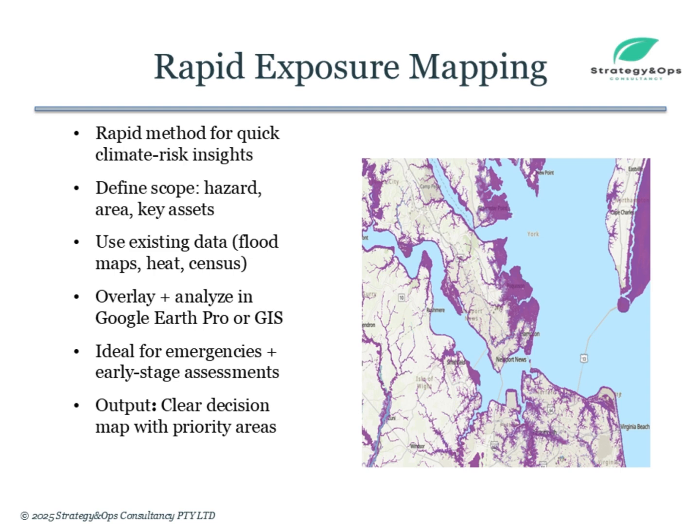You trade a bit of precision for speed, but you deliver the insights decision makers need when they need them. You use this method in emergency planning, early-stage project assessments, or anytime stakeholders need quick answers. This map shows large portions of Southeast Virginia's shoreline and inland waterways, with an elevated flood risk affecting housing, transportation, and utilities.